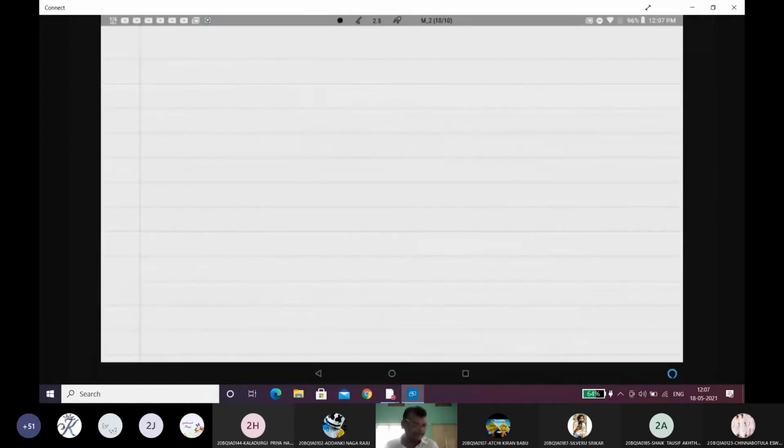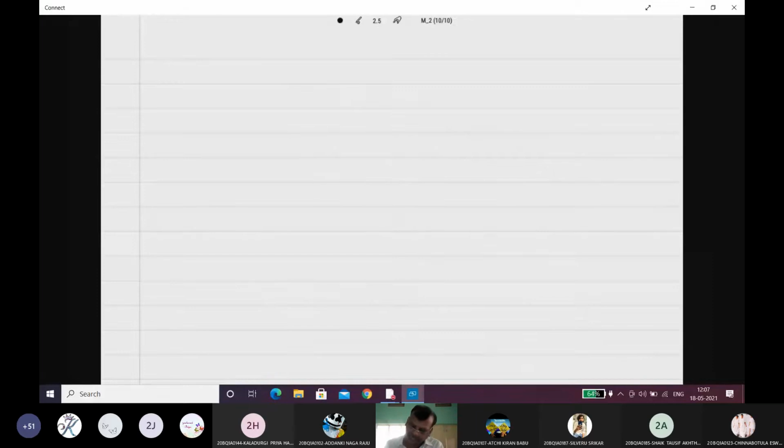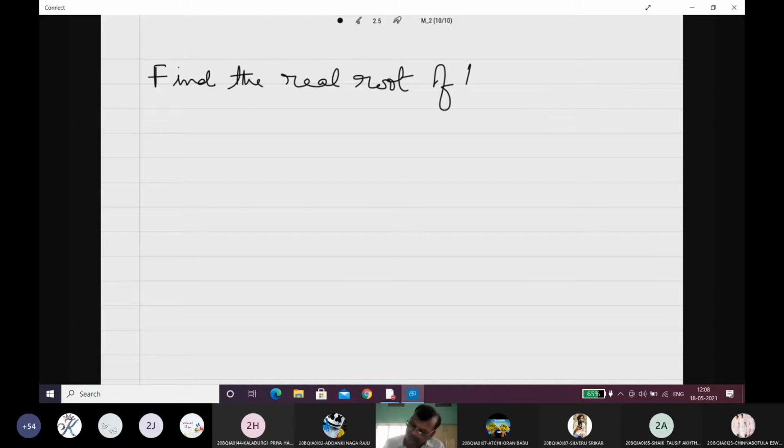Write down all of you please along with me. Find the real root of the equation. Find the real positive roots. We have to find out only positive roots, no negative roots. Sometimes the equation may have negative roots also. X cubed minus 5x plus 1 is equal to 0.